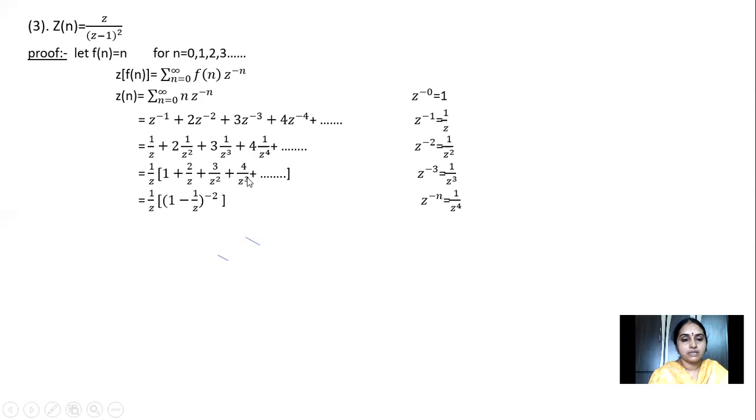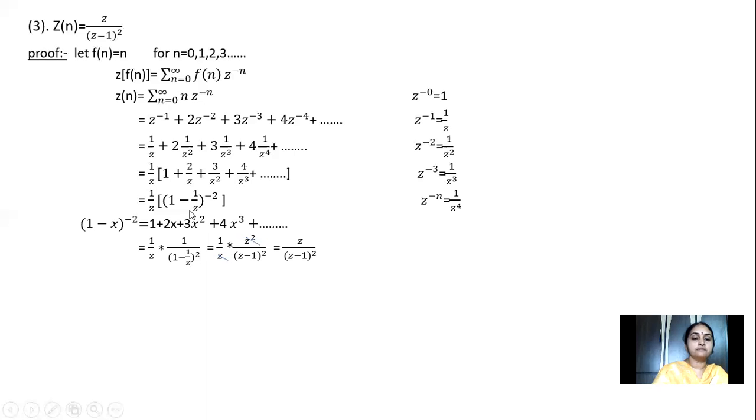Then all the plus terms, basically 1 minus x whole power minus 1. But here what are the coefficients? 1, 2, 3, 4 like this. So what is the power? 2. So this is the series we have written as 1 minus x whole power minus 2. Like this we expanded this one. From this expansion we have written this formula.